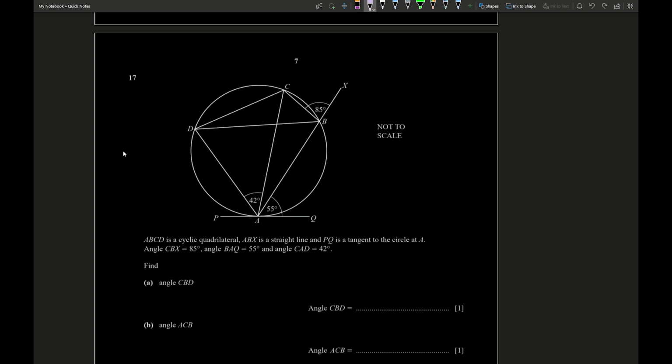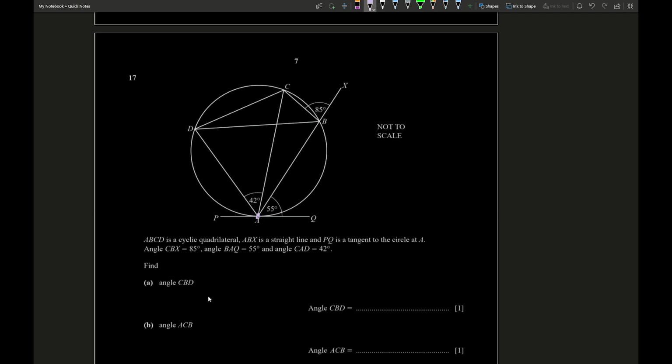Alright, on to question number 17. We've got ABCD is a cyclic quadrilateral where ABX is a straight line and PQ is a tangent to the circle at point A. Angle CBX is 85 degrees and angle BAQ is 55 degrees and angle CAD is 42 degrees. For part A, find the angle CBD.